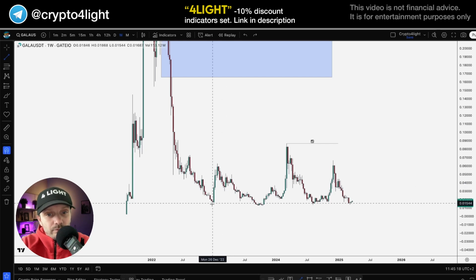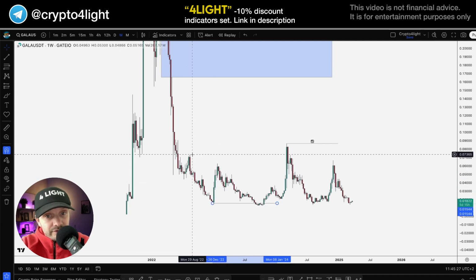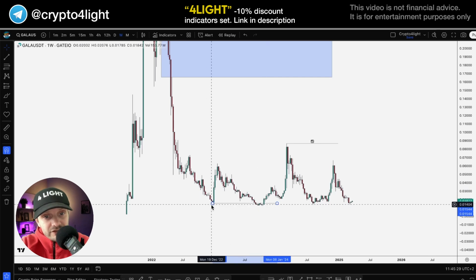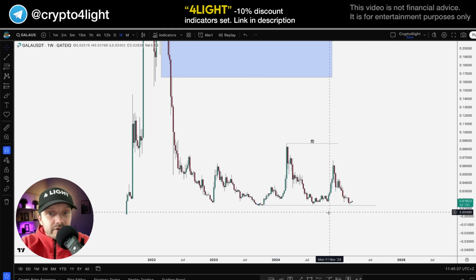What problem do we have now with Gala Games? It's a liquidity pool. So first of all, guys, take a look. We left a liquidity pool here, December 2022. It's a weekly time frame. We bounced, and this is a structure. We dropped down and swept that liquidity pool. All right, this one is done. Let's use this one. We got this liquidity pool.